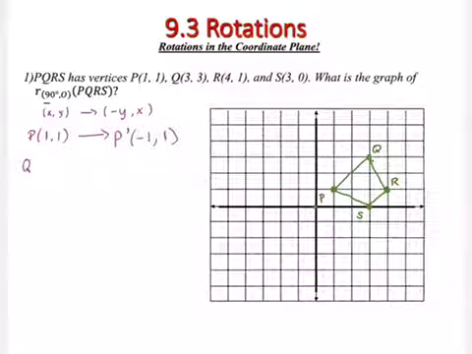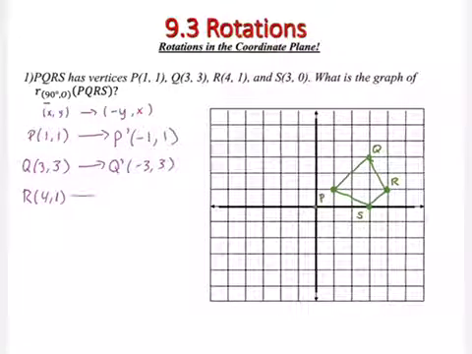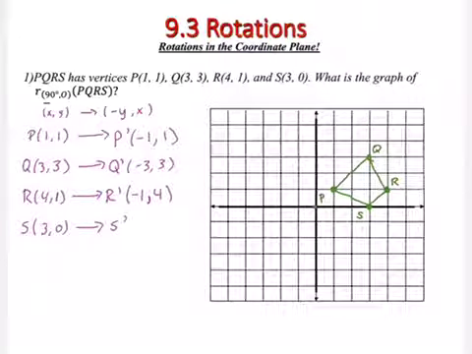Then we do the same thing for Q. We've got (3, 3). When it becomes Q prime, it's going to become (negative 3, 3). For R, we've got (4, 1). For R prime, we're going to bring the 1 forward, make it a negative, and then put the 4 at the back. So it becomes (negative 1, 4). And then S, we've got (3, 0), which in this case for S prime is just going to become (0, 3). And so now to show the rotation, we just want to plot these points.